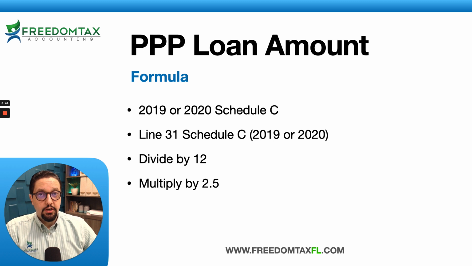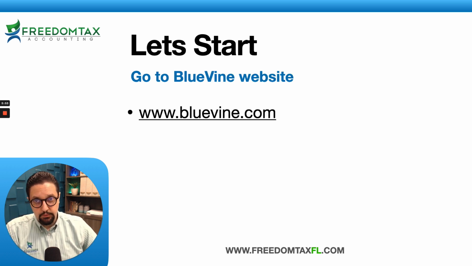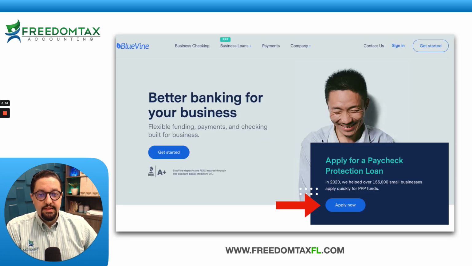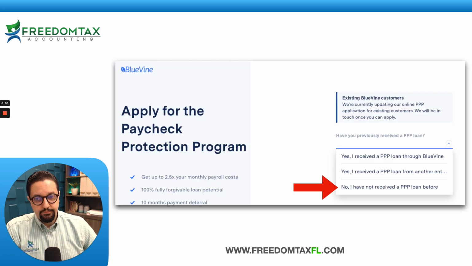The importance of getting the correct PPP loan amount from the beginning is to ensure that you get 100% forgiveness, right? Now let's start. You start by going to the BlueVine website, which is bluevine.com, right? So this is the home page, and you basically have to click here where it says apply now.